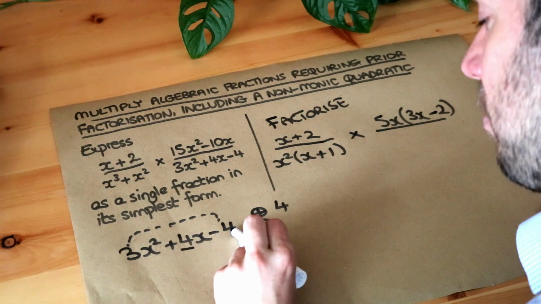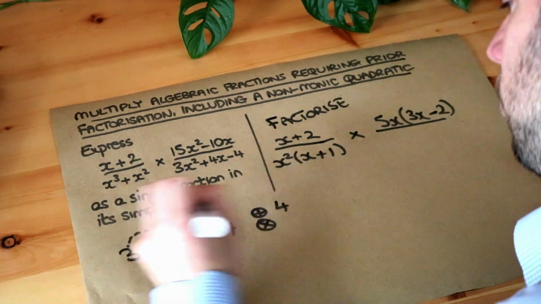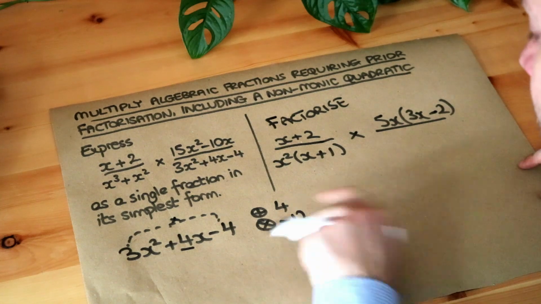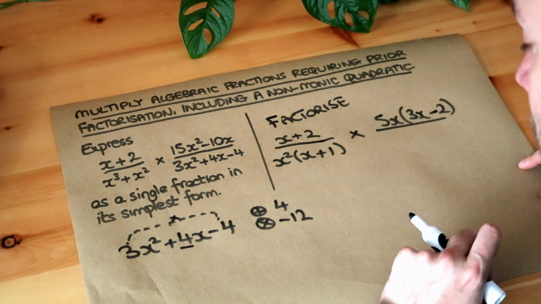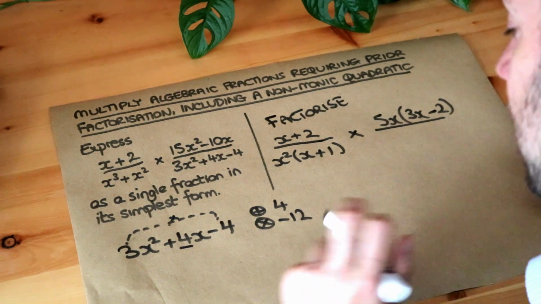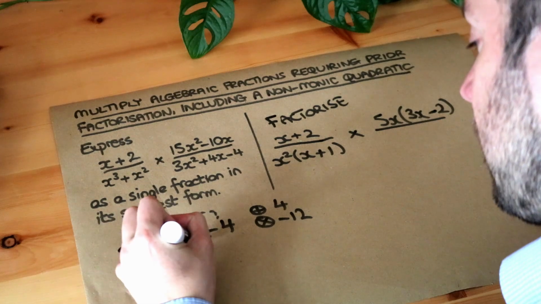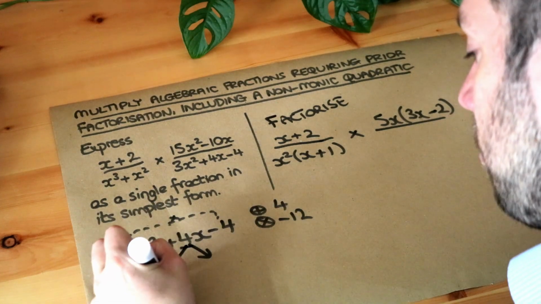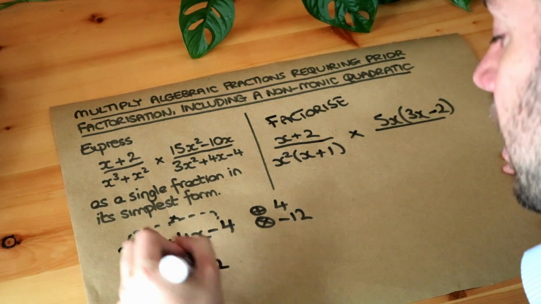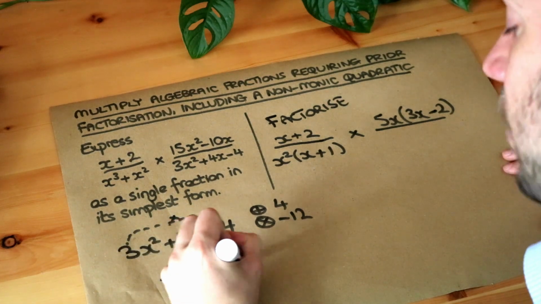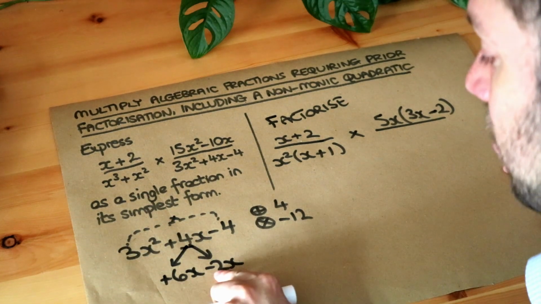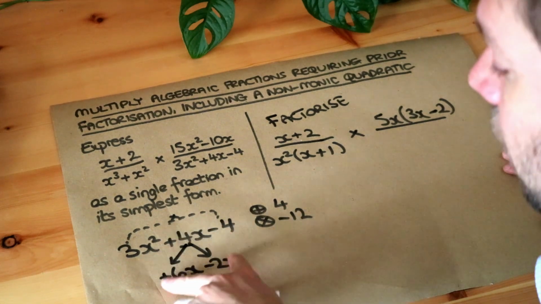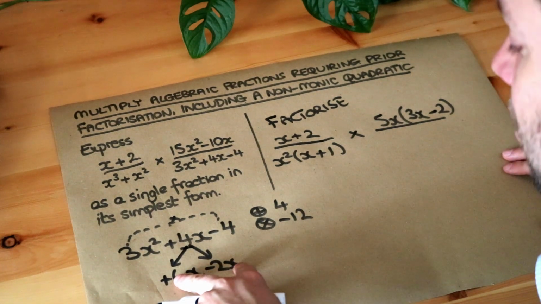We're looking for two numbers that times to give A times C. Now 3 times minus 4 is equal to minus 12. So we've got to think, what two numbers add to give 4 and times to give minus 12? Well, I believe it's 6 and minus 2. So what we do is we split the middle term into the plus 6 and the minus 2. It's plus 6x and minus 2x, because 6x minus 2x would just simplify to 4x. We haven't changed that. We've just split the 4x into the 6x minus 2x instead.